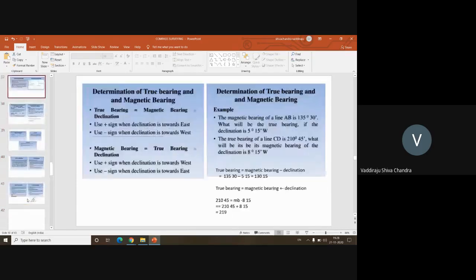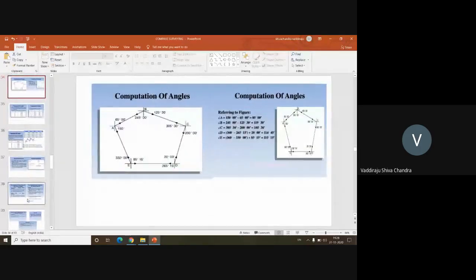For your exam, the syllabus is chain surveying: basics of chain surveying, then ranging, direct and indirect ranging, and obstacles. Then compass survey, the basics of compass survey. Then the designation of bearings and the determination of included angles, magnetic declination, and local attraction.